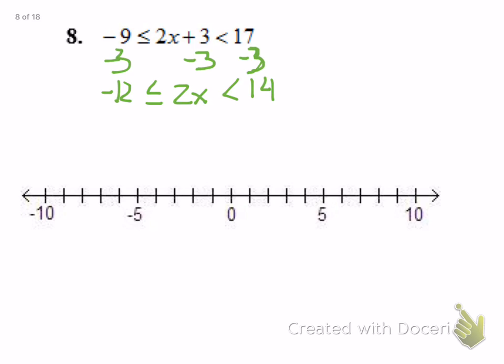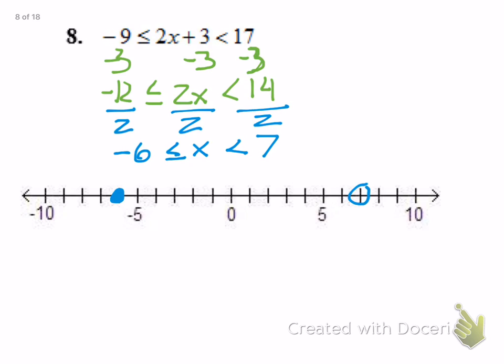From there, I can divide by 2. Again, whatever I do in the middle gets done on both sides. -6 less than or equal to x less than 7. I know this is going to be an and because the x is in the middle. I'm going to have a closed circle at -6. I'm going to have an open circle at +7. And I'm going to shade everything that's inside those two dots.